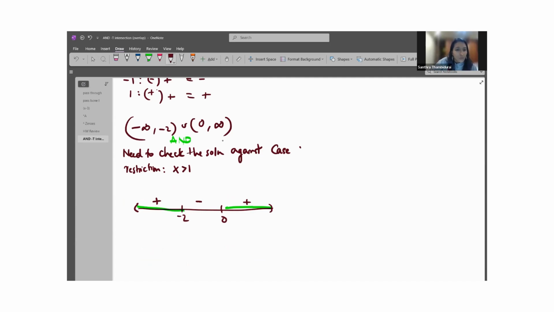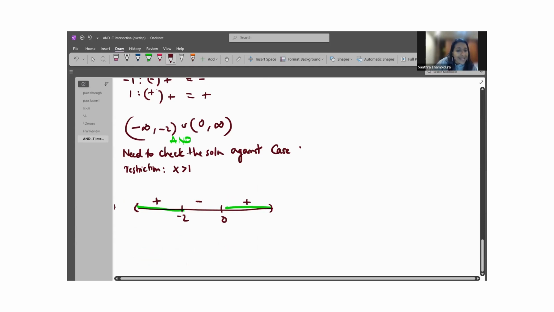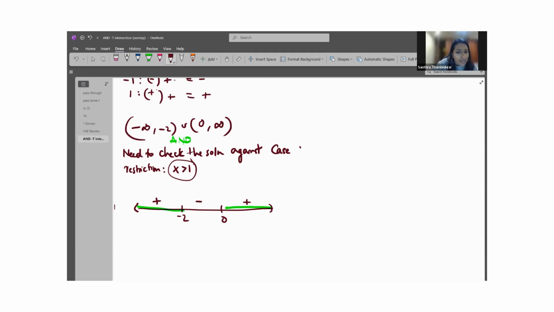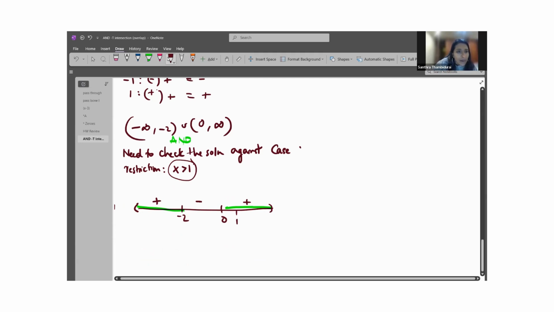Okay, so this is your domain, right? The domain shown. And I need to connect that with x is greater than 1. X is greater than 1, like 1 is somewhere here. I'm going to connect it with x is greater than 1. So it's going to look like this. So where is my overlap between these two?